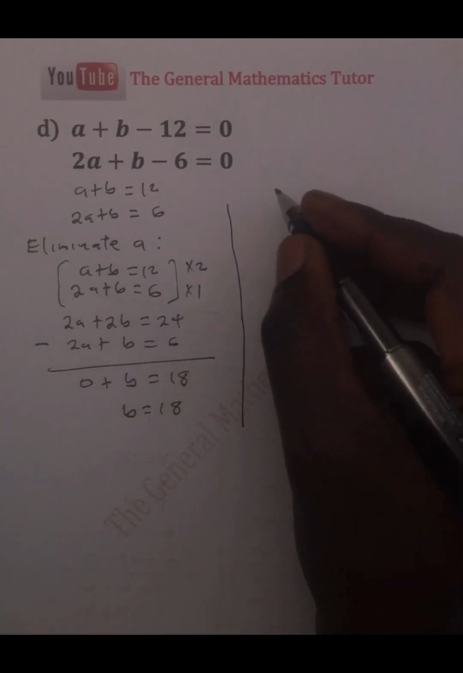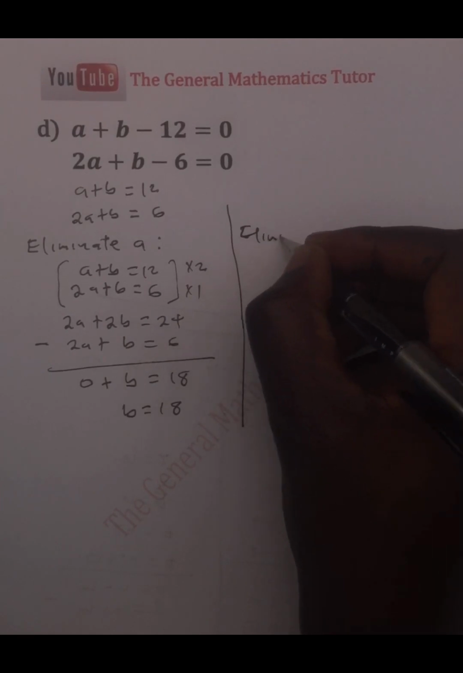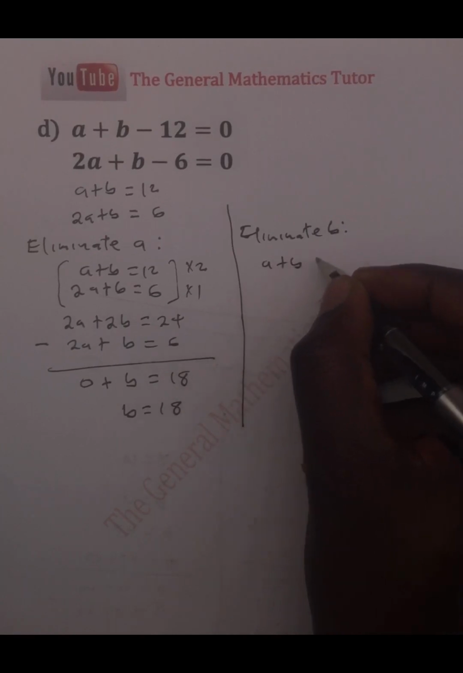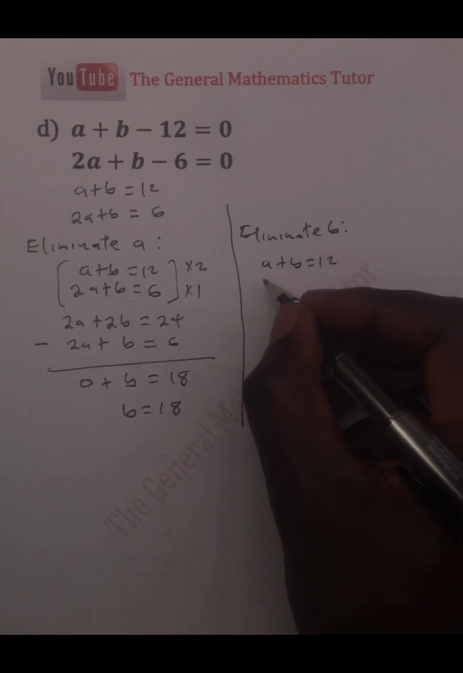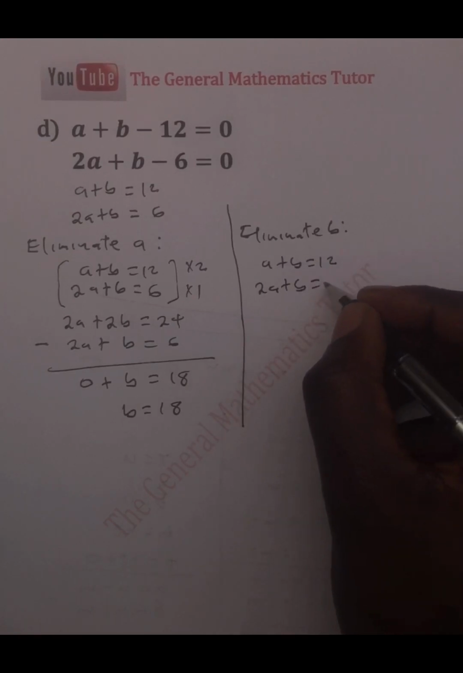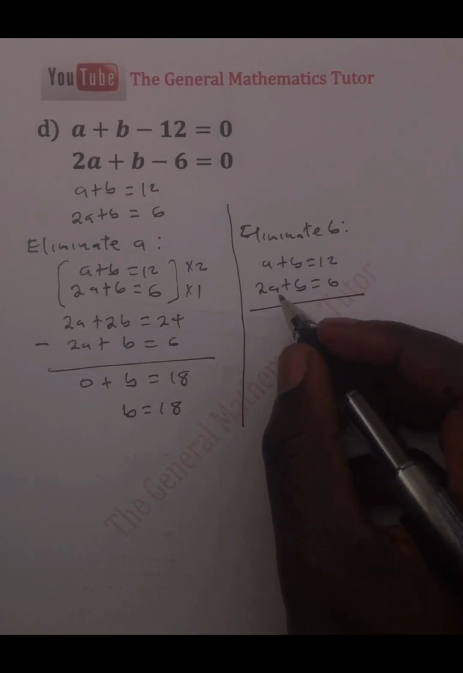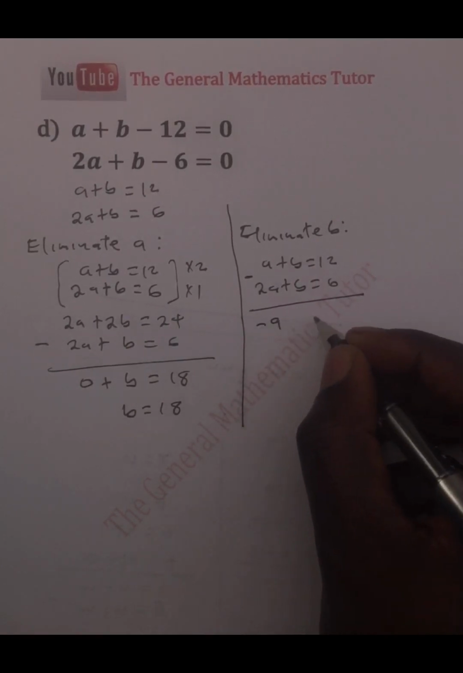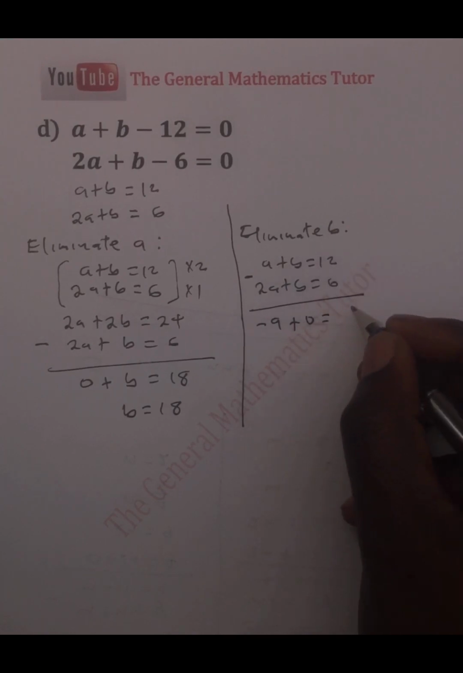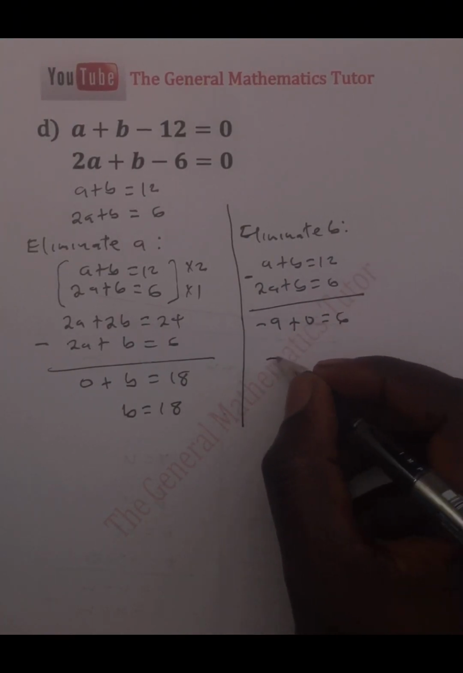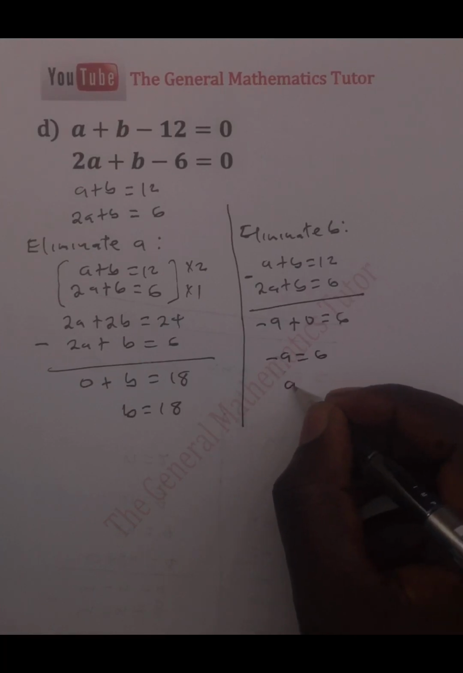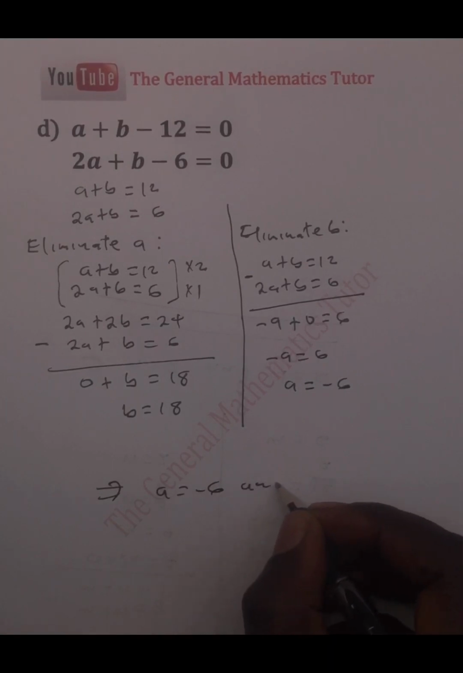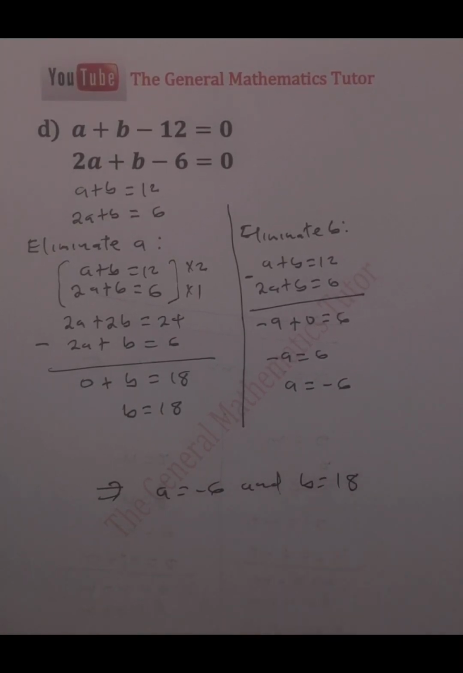And then we can eliminate b to obtain a. So we have a plus b is equal to 12, and we have 2a plus b is equal to 6. So we can get rid of b by subtracting the two equations. So we have a minus 2a, which is minus a, plus 0 is equal to 12 minus 6, which is 6. So we have that negative a is equal to 6, so that a is equal to negative 6. So therefore a is equal to negative 6 and b is equal to 18.